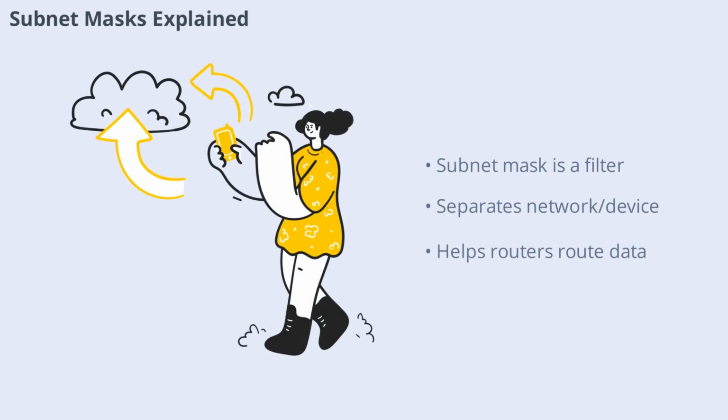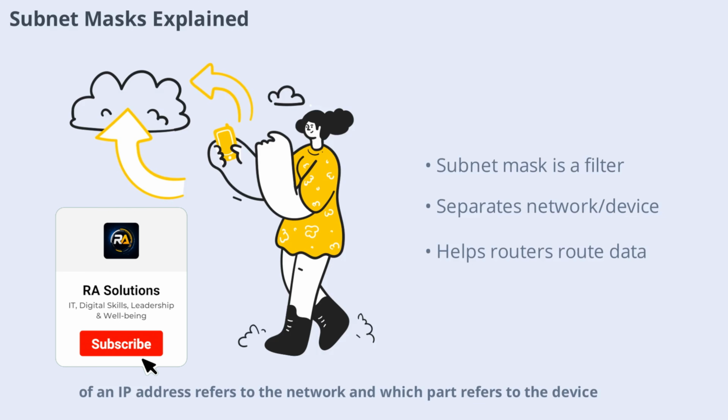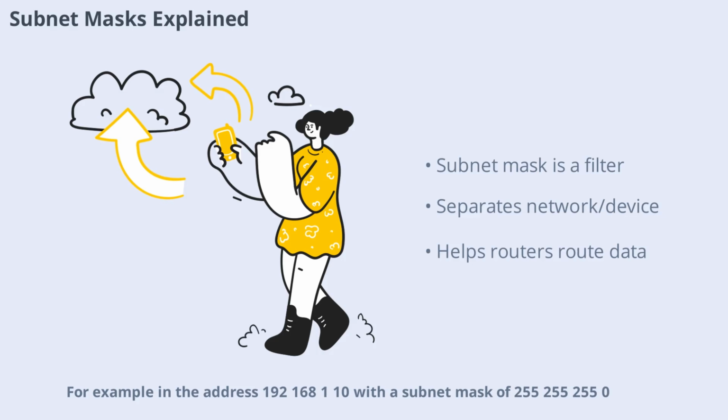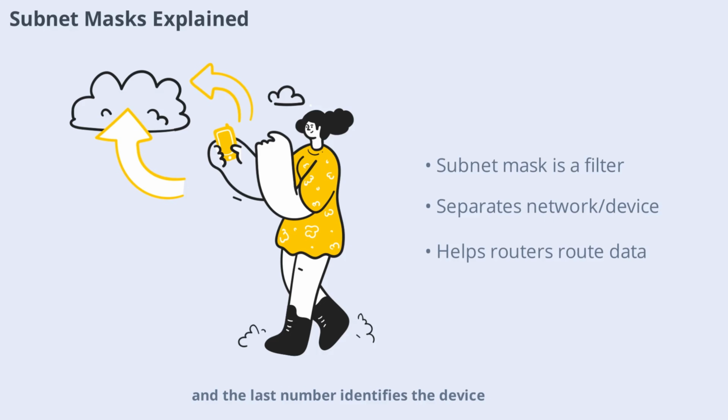To make subnets work, we use something called a subnet mask. Think of a subnet mask as a filter that tells the network which part of an IP address refers to the network and which part refers to the device. For example, in the address 192.168.1.10 with a subnet mask of 255.255.255.0, the first three numbers identify the network, and the last number identifies the device. This system helps routers send data to the right group of devices. We'll visualize how subnet masks separate networks and devices, making routing more efficient.